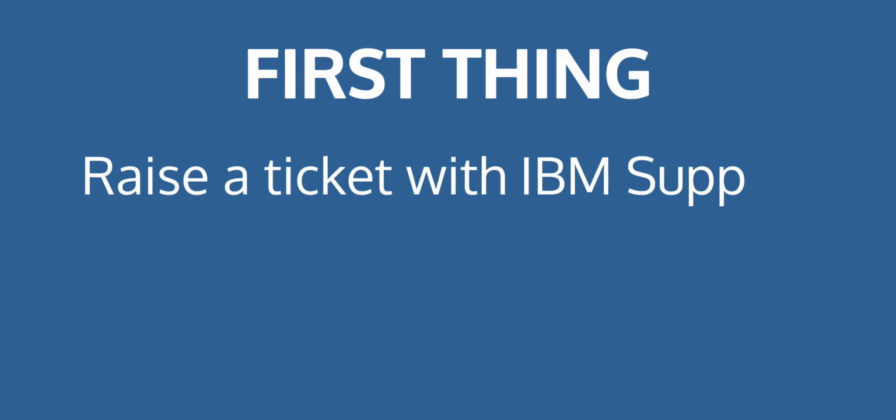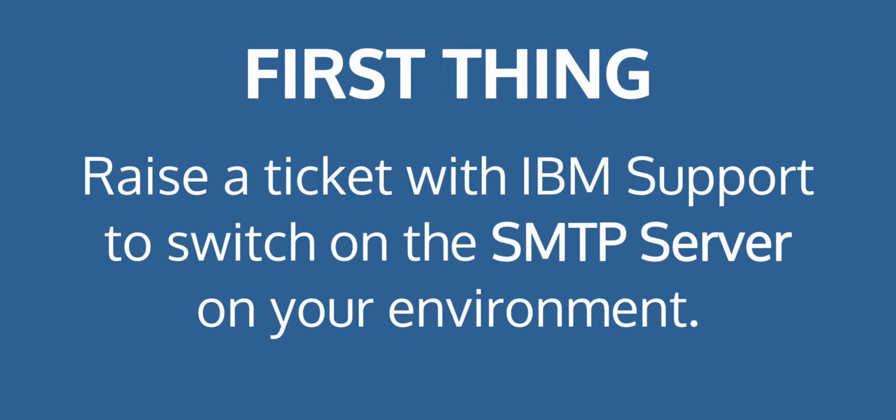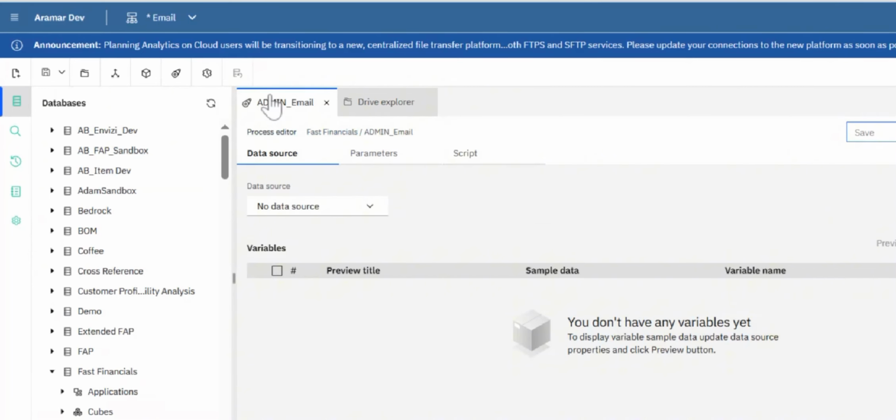First thing, raise a ticket with IBM support to switch on the SMTP server in your environment. Then when that's running, let's create a new process. I've created a process called admin email, and there's no data source.